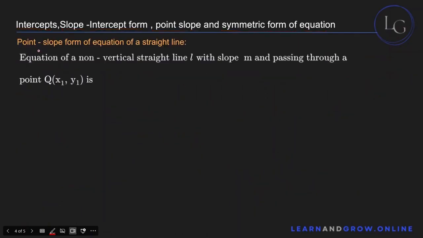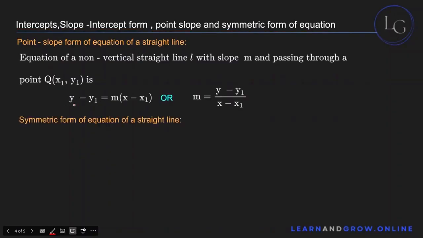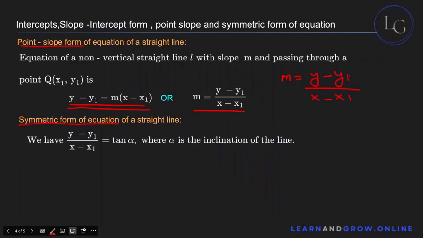Now let's see the point slope form of the equation of a straight line. This is the point slope form of the equation, right? As we already know, m can be given by subtracting 2 y points and their corresponding x points. If you take this denominator to the left hand side, you get this form, and if you just let it remain as it is, you get this form, and this is the point slope form equation of the straight line. Now let's see what the symmetric form equation of the straight line is.